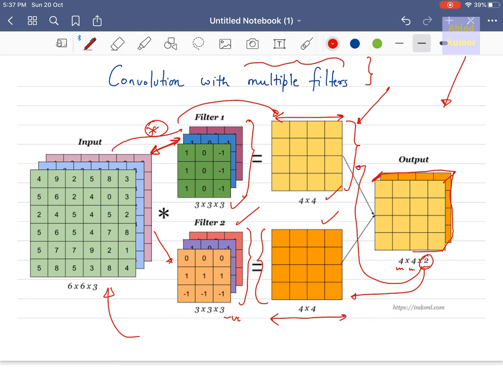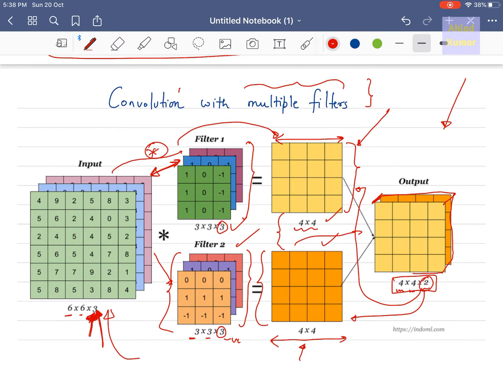So that's why these two are coming over here. Also note that since it has three channels, which is RGB, each of the filters that we are considering also has this 3 over here, which should match the number of channels in this particular image. So when we apply 6 cross 6 cross 3 with 3 cross 3 cross 3 filters, the resultant image is of size 4 cross 4, and these two images will be sandwiched to form a volume which is given by 4 cross 4 cross 2. So this shows the convolution of a volume with multiple filters.